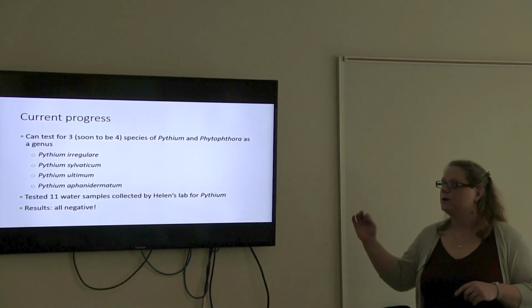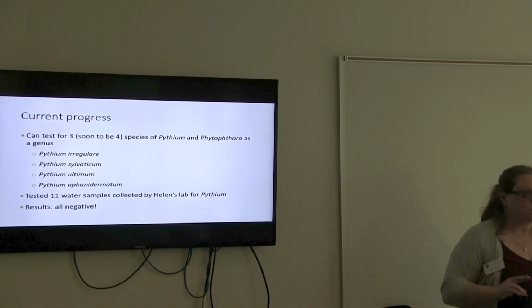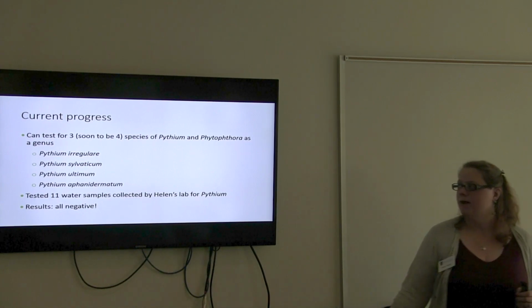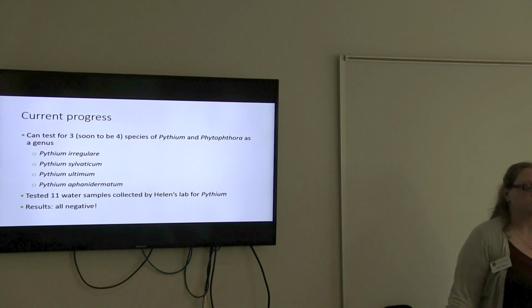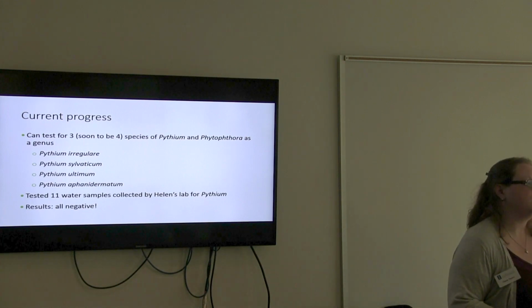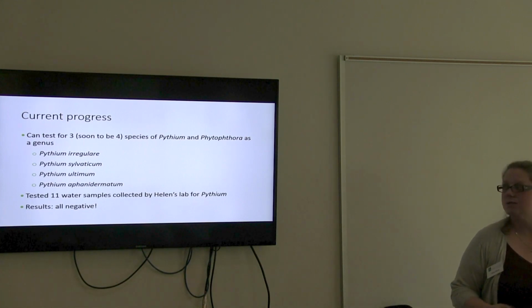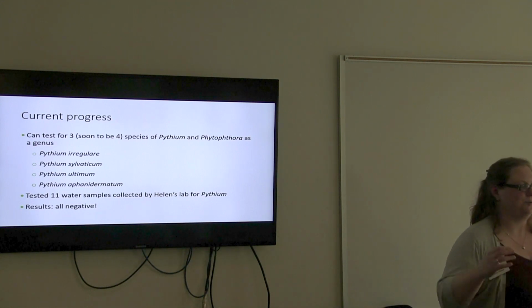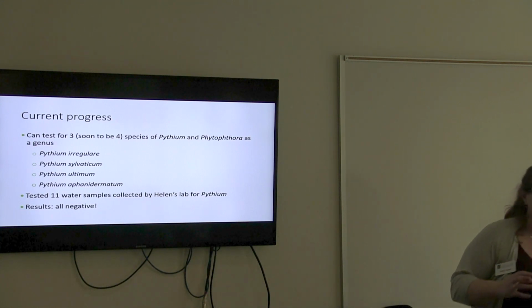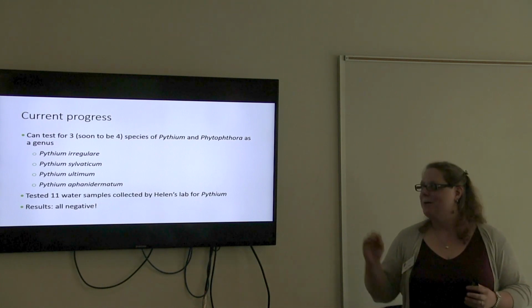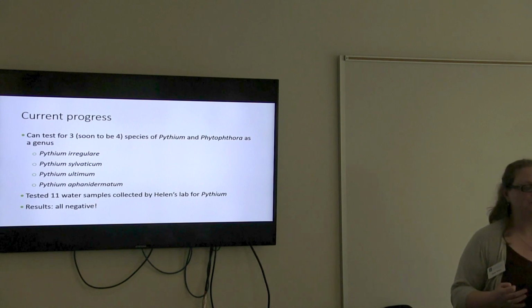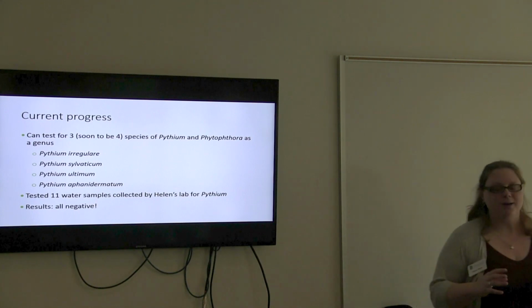Currently we can test for 3, soon to be 4, Pythium species: Pythium irregulare, sylvaticum, and ultimum. These are 3 species known to cause problems in hydroponic and aquaponic situations. I'm really excited about Pythium infanodromatum because that's one of the big baddies in the hydroponic, aquaponic world. But I have to wait until I get my positive control before I can feel really confident in that test, so we haven't really deployed that one yet.